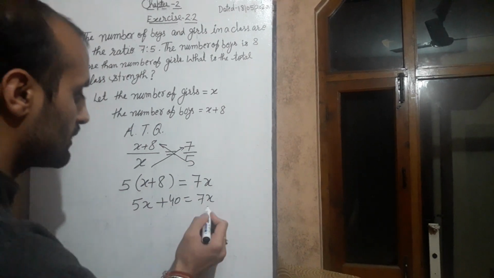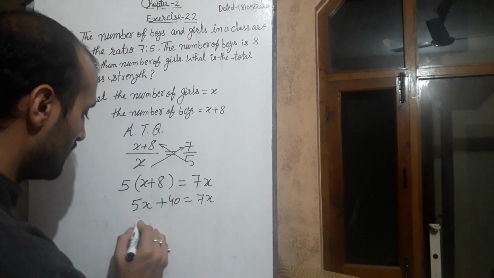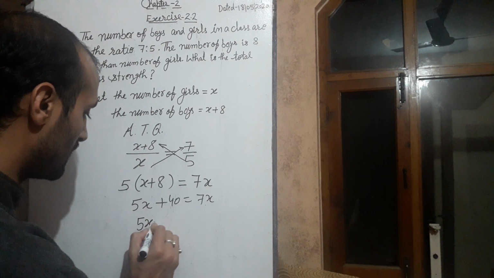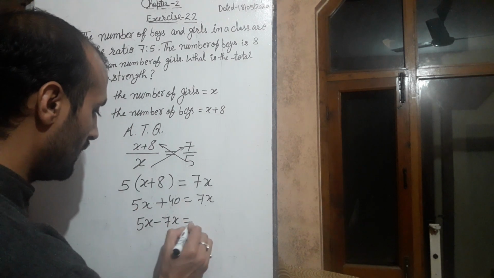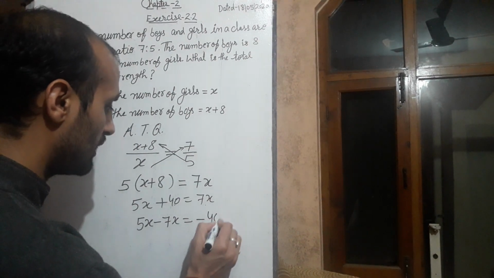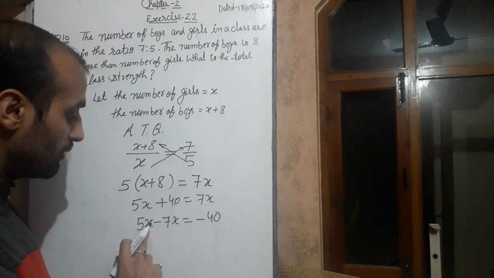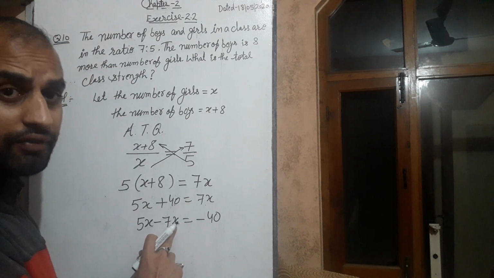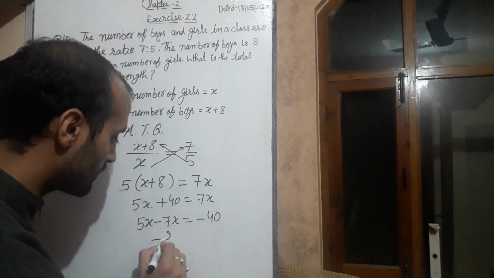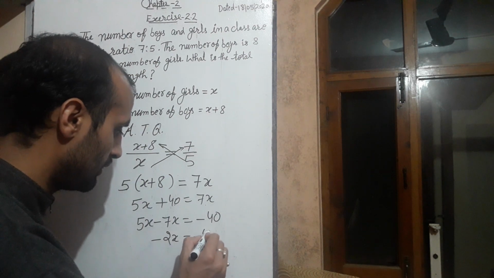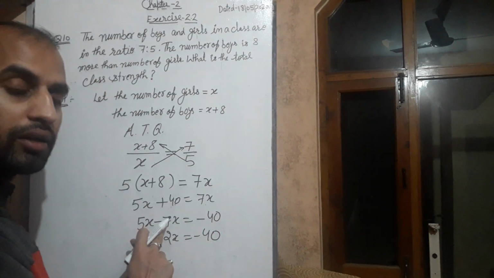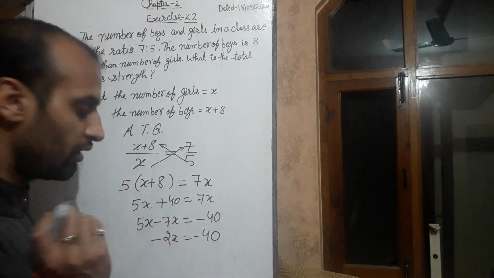Next step, this 7x we need to take this side. So as you know, by transposing it becomes negative and this 40 we are shifting this side, it becomes minus 40. Now here is a problem, when we are subtracting 5 minus 7, then the answer is minus 2x, because we are always applying the sign of the greater term.